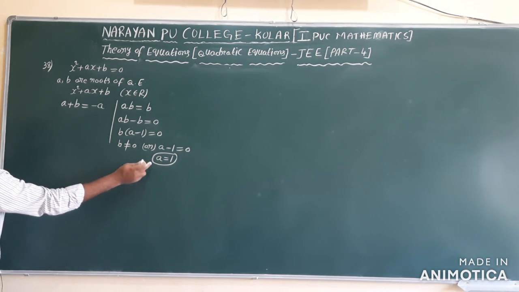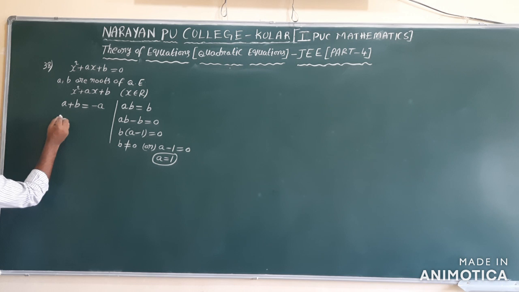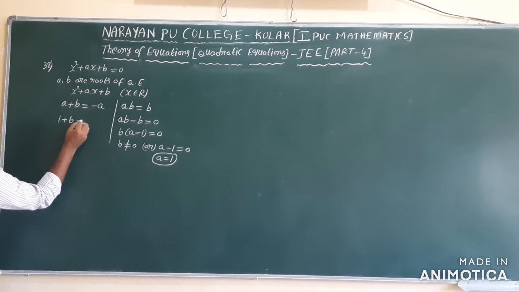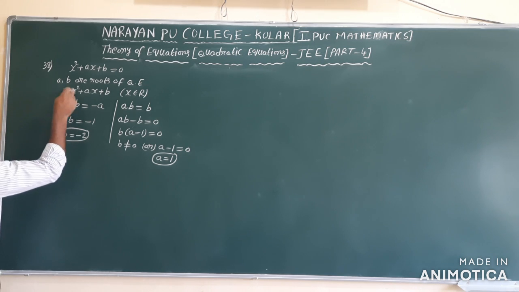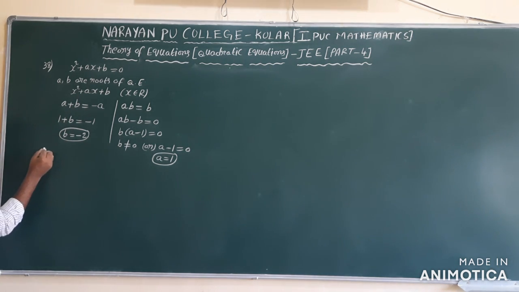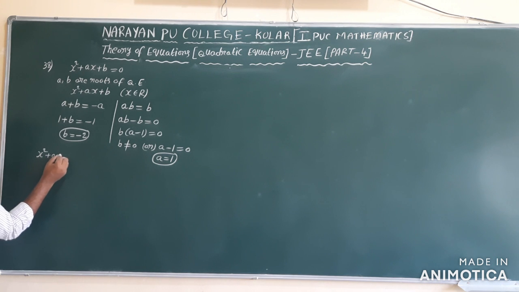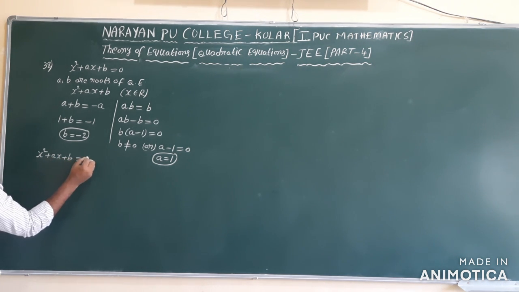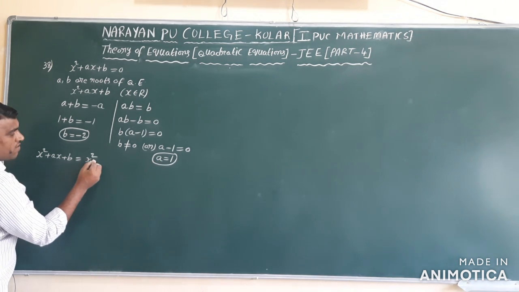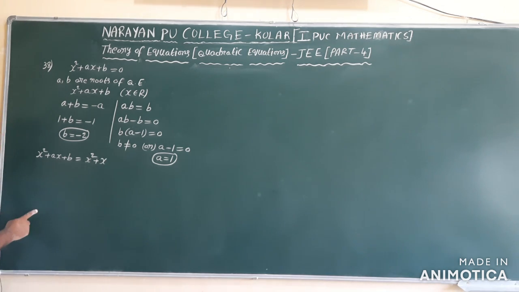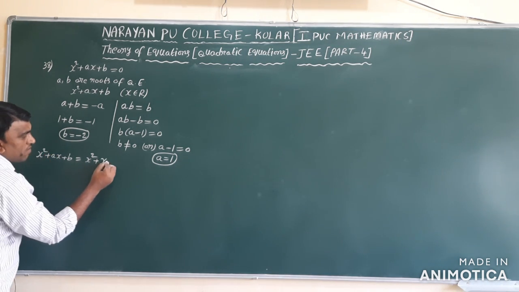A value 1 substitute here. 1 plus b is equal to minus 1. So b value, plus 1 send this side: minus 1 minus 1, minus 2. So a and b values we got. So x square plus ax plus b equal to x square, a value 1, 1 into x is x, plus b. b is what? Minus 2.